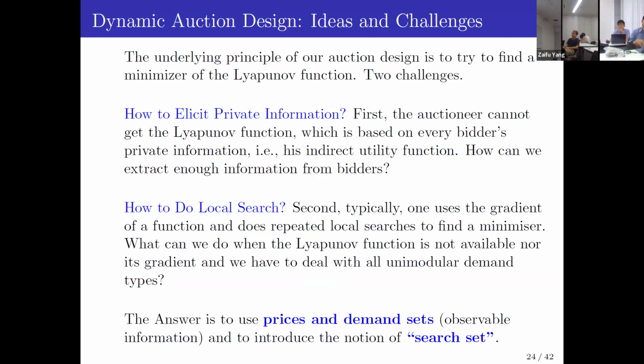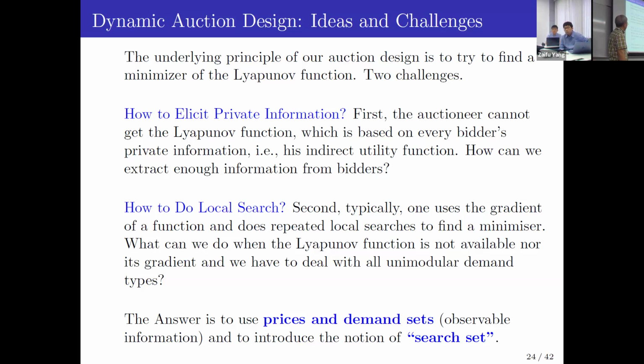Then the second one: in optimization techniques, you try to minimize a nonlinear function. Typically, you use gradient methods to get the minimizer or maximizer of the function by repeated local search. So here, the local search also plays an important role. How do we do the local search? What is more, we have to deal with all possible unimodular demand types. So we need a method which can be uniformly applied to all unimodular demand types. In some sense, we need a very general framework to handle this case.